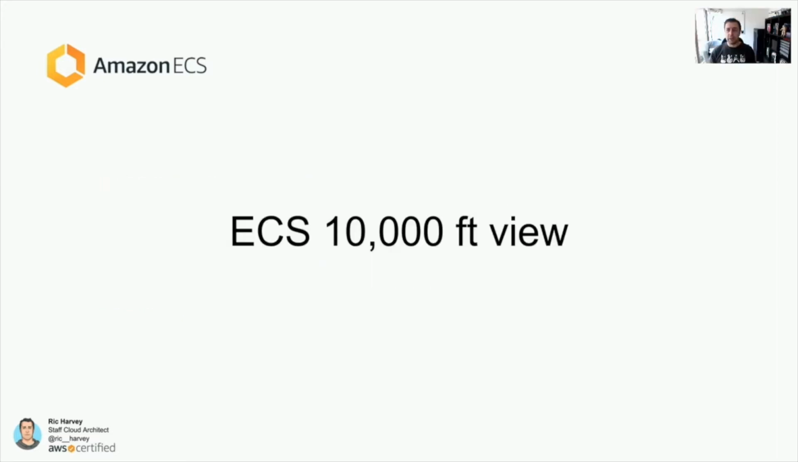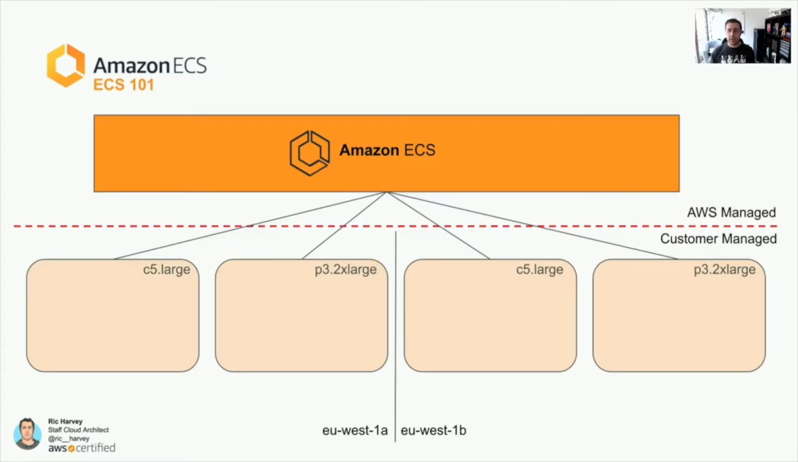First of all, I'm going to give a little bit of a high-level overview of ECS, a 10,000-foot view of ECS, what it is and how it works. So ECS is an AWS managed control plane for orchestrating and scheduling containers. And I'm going to talk about ECS and not Fargate. I'll explain the difference in a moment.